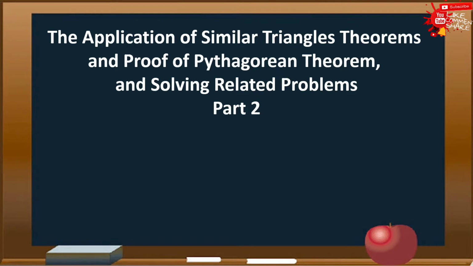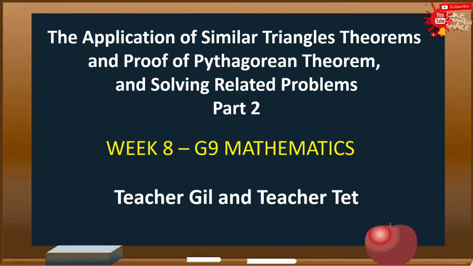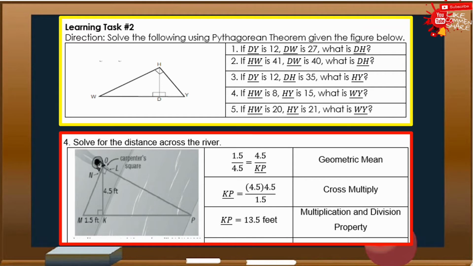So, the application of similar triangle theorems and proof of Pythagorean Theorem and solving related problems part 2. Of course, this is week 8 grade 9 mathematics. Ang inyong teacher, si Teacher Hill and Teacher Tet. So, ano yung sasagutan natin dito? Yung learning task 2. So, ang sasagutan ko dito ay 2 and 4. Ang sasagutan nyo naman ay yung 1, may typographical error yan. Ang sasagutan nyo ay 2 and 4. Kaya yung 3 and 5, parang may bonus na kayo.